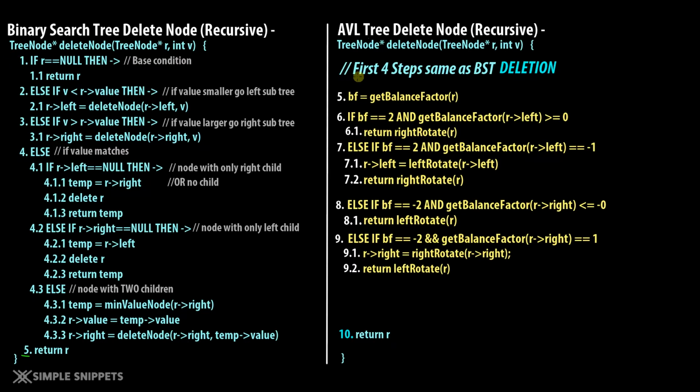So these are the first 4 steps which are same as binary search tree deletion. So first 4 steps will actually delete the node. Okay? So step number 1, 2, 3 and 4. Once executed, it would mean that the node is deleted.